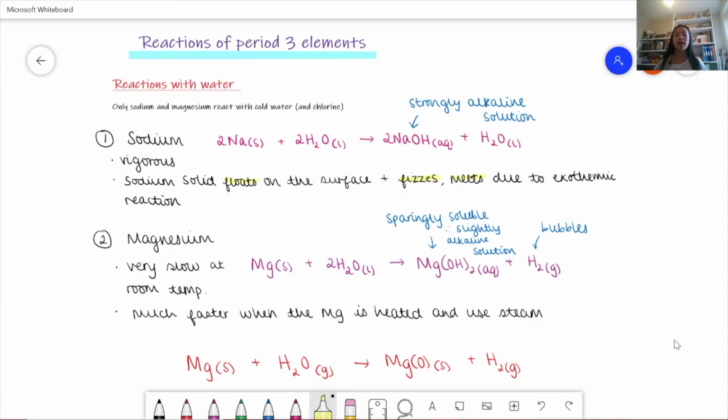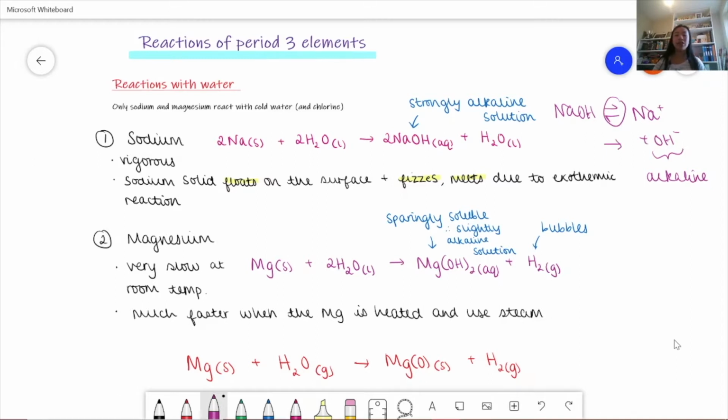So we have this equation of sodium reacting with water to form sodium hydroxide and hydrogen. And this is a very strongly alkaline solution which is formed because the sodium hydroxide dissociates into Na plus and OH minus ions. And these OH minus ions mean that the solution is alkaline. And sodium hydroxide is such a strong base that this reversible reaction is basically a one-way forward reaction.